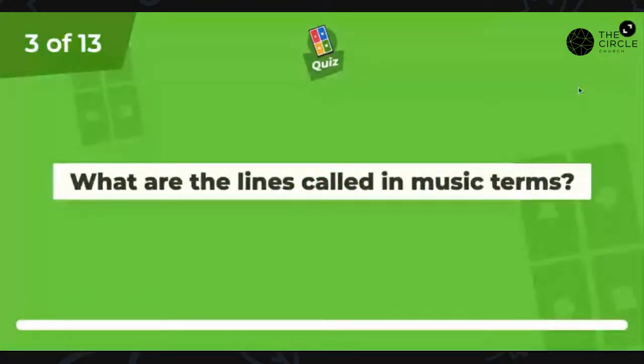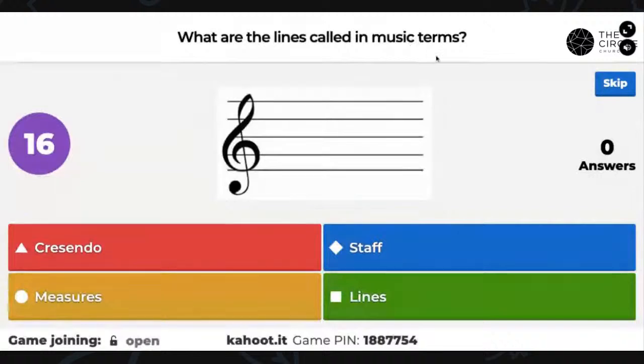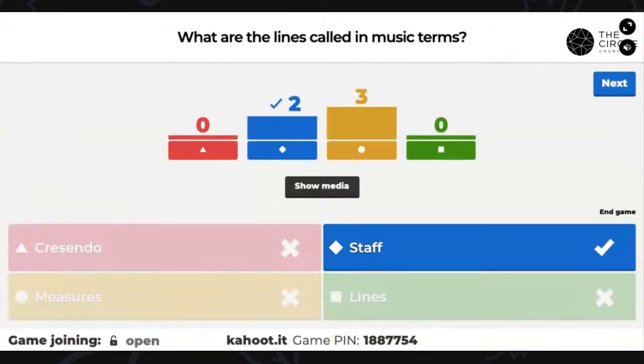What are the lines called in music terms? Red triangle is crescendo. The blue diamond is staff. Yellow circle is measures. And the green square is lines.